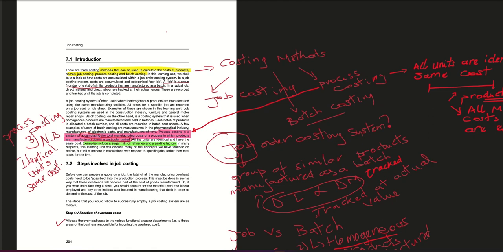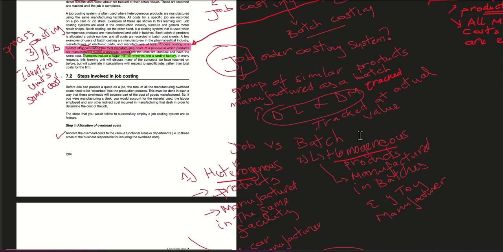So a job is a number of units of similar product that are manufactured as a batch. All right, so it's quite important to understand this concept. One thing is for sure, in the job costing and the batch costing.